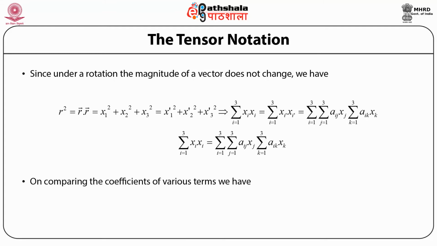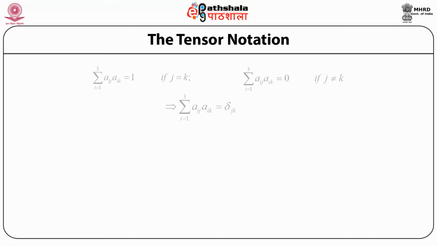So on comparing the coefficients of various terms, we have the summation over i equals 1 to 3 of aij into aik is equal to 1 if j is equal to k, and the summation over i equals 1 to 3 of aij aik is equal to 0 if j is not equal to k. So this implies that the summation over i equals 1 to 3 of aij aik is equal to delta jk.